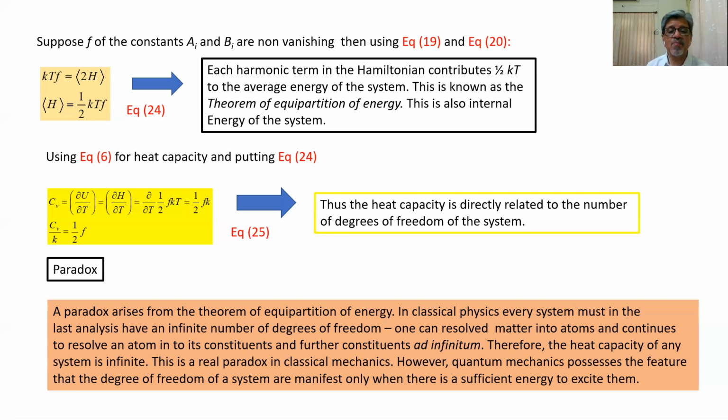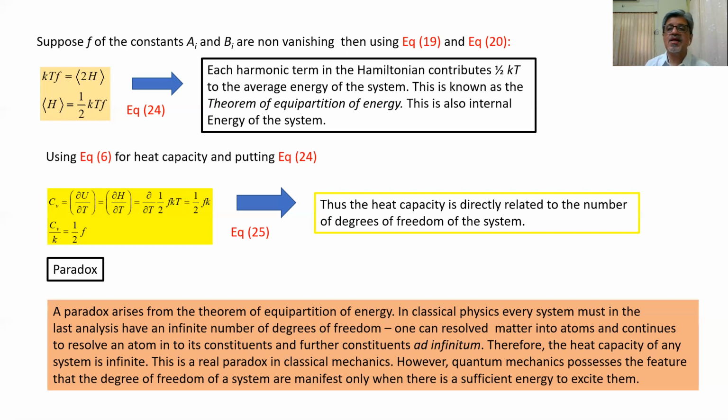So this is a real paradox in classical mechanics. However, quantum mechanics possesses the feature that the degrees of freedom of a system are manifested only when there is sufficient energy to excite them. So the solution lies in quantum mechanics. So this paradox is resolved in terms of quantum mechanics.